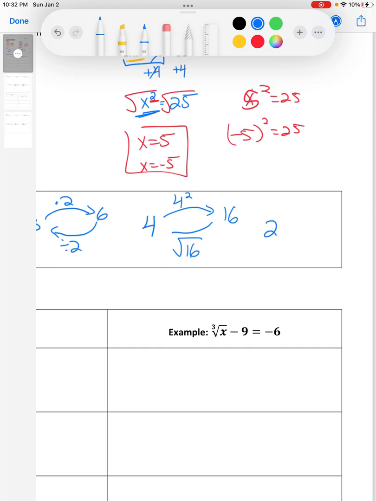What if I had 2 and I cubed it? I'd get 8. Well, what's the opposite of cubing something? Taking the cube root, okay? So those are inverses, they're opposite each other. So if I take the cube root of 8, I'd get 2 again, okay? And you can use your calculator on a lot of these.